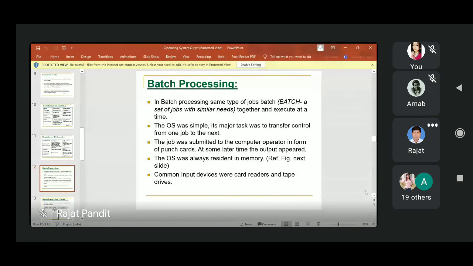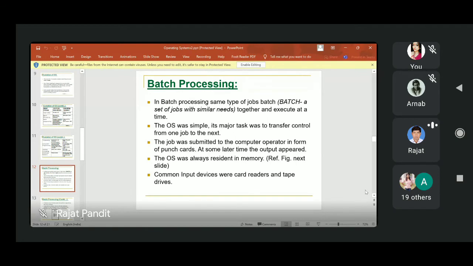Still, I am telling you something. A batch processing system is one where tasks are done on a first come, first served basis. Whoever comes first will get the chance first. A batch is a set of jobs with similar needs executed together at a time. The OS was simple; its major task was to transfer control from one job to the next job. The job was submitted to the computer operator in the form of punch cards. At some later time, the output appeared. The operating system was always resident in memory.